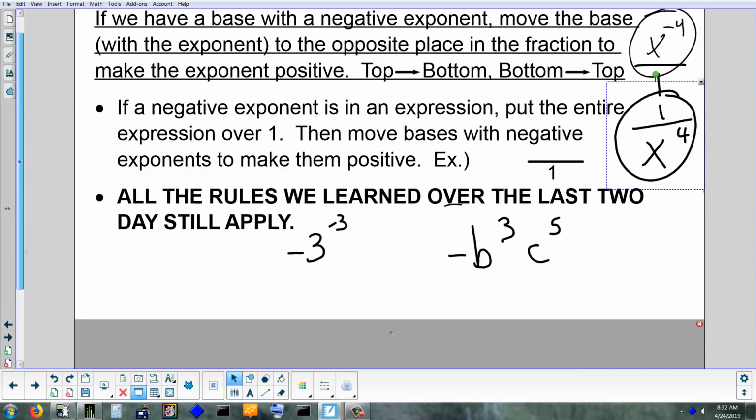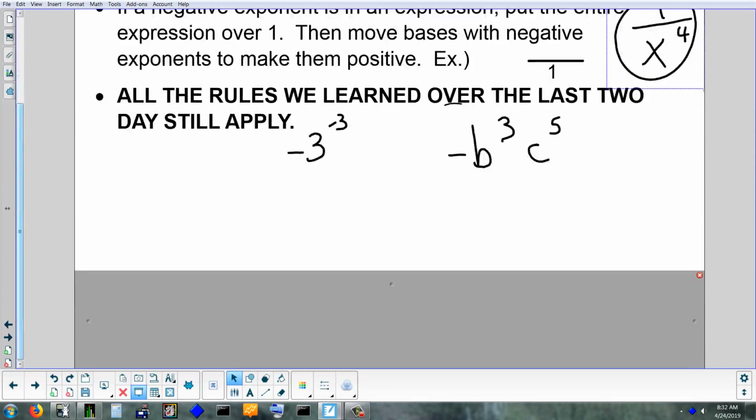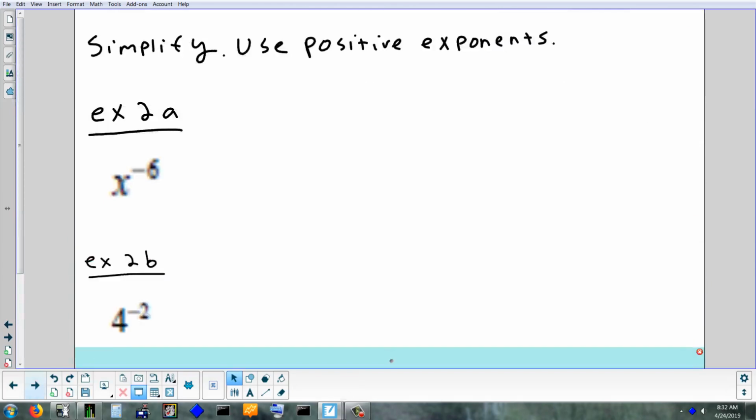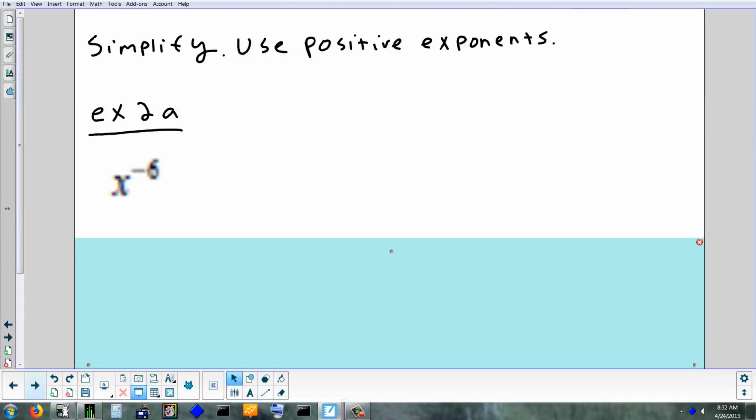Now, if it's already set up as a fraction, great, you don't have to worry about it. Okay, all other rules that we learned still apply. Power to a power, multiplying exponents, dividing exponents, all that stuff. Again, like I said, same steps as yesterday, we're just going to add one more.